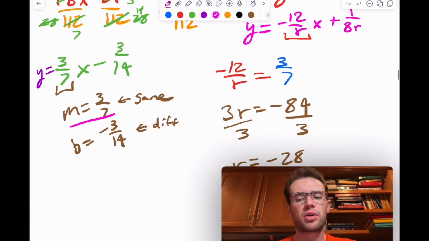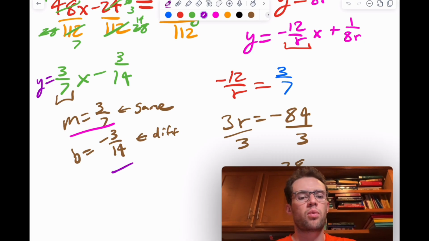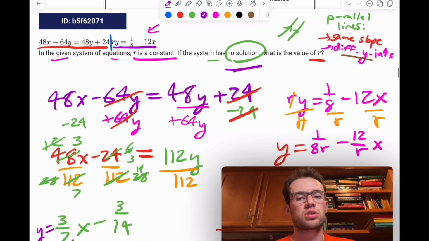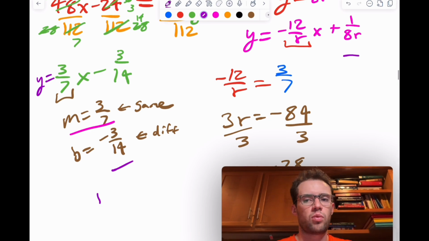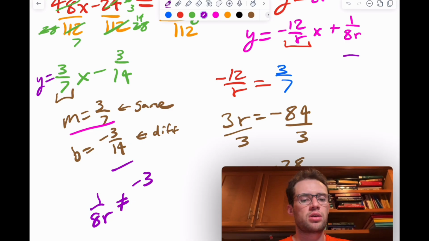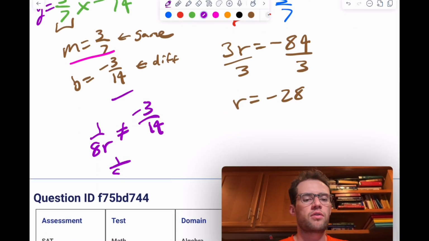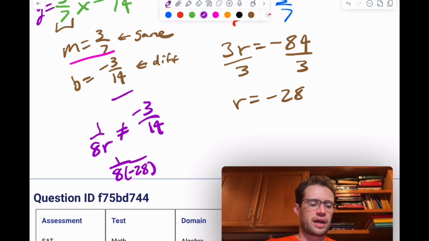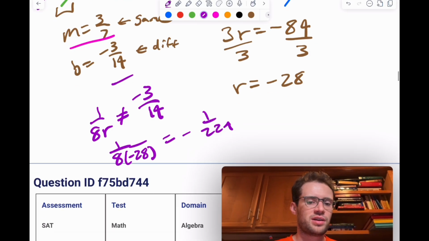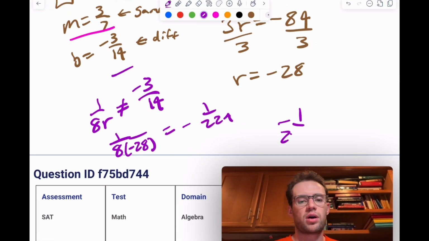But just to be completely thorough with this, we need to prove that our y-intercepts are different, if there are really going to be no solutions. So we could say our y-intercept here, 1 over 8r, has to be different from negative 3 over 14. So if we plug in negative 28 for r, it would be 1 over 8 times negative 28. And I mean, that's clearly not the same thing, but 8 times 28, that's equal to negative 1 over 224. And we could say definitively negative 1 over 224 is not equal to negative 3/14.